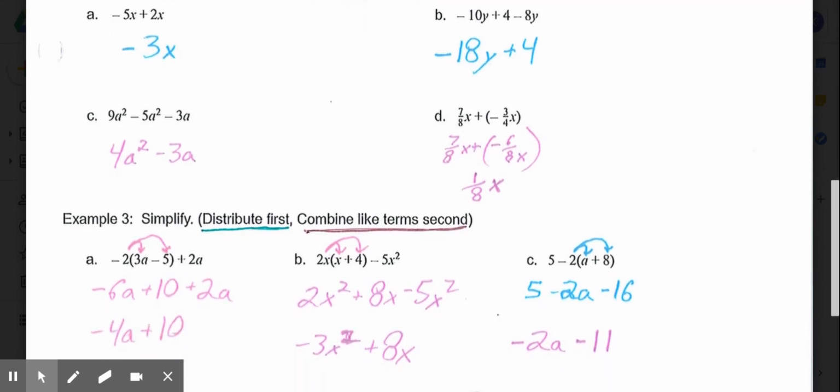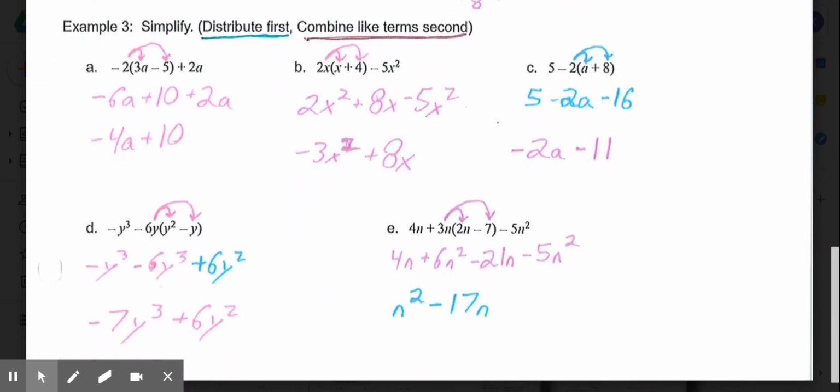And then in D, we have 7/8 x plus a negative 3/4 x. So I need a common denominator if I'm adding or subtracting fractions. Both 4 and 8 go into 8, so the 7/8 x stays the same. And the negative 3/4 x is a negative 6/8 x, because to get to 8, it's 4 times 2 on the bottom, so we do the same on the top. So then we have 7/8 x minus 6/8 x, which simply leaves us with 1/8 x.